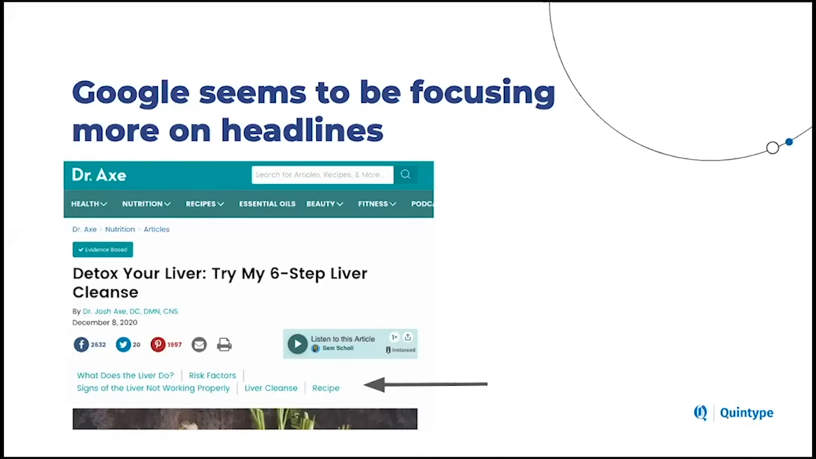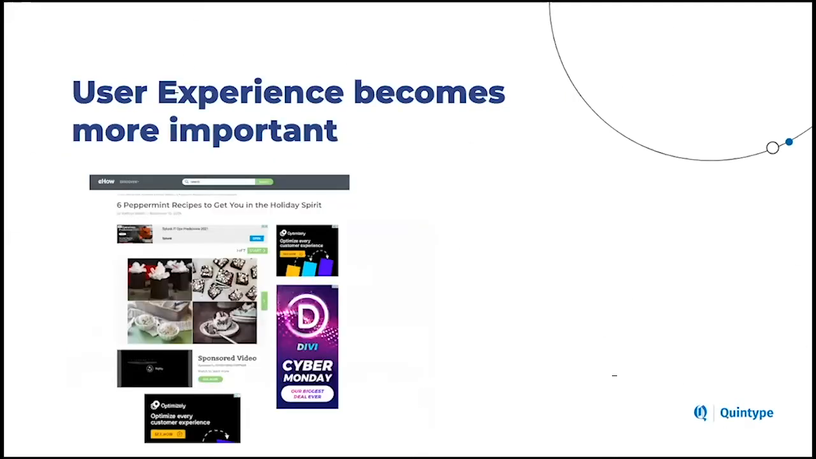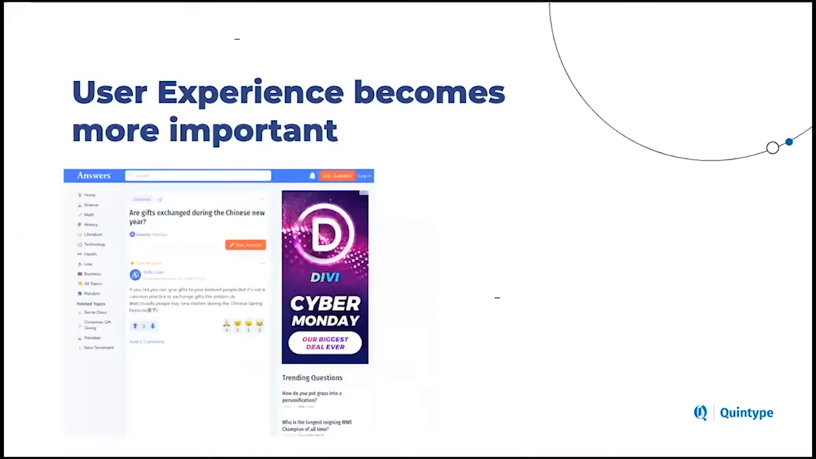The next part of the core update seems to be user experience. Google rewards the websites that do well in providing information to the users. In this example, we look at ehow.com, where the content is buried within the ads all around it, and this layout did not do well in the recent update. Whereas another website called Answers, which has a clear separation between the content and the ads, as well as the content in the top fold, seems to be doing better.